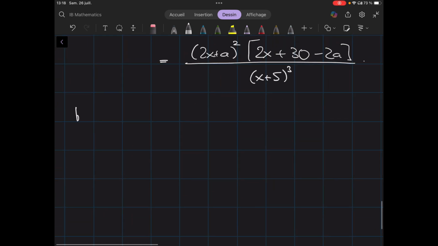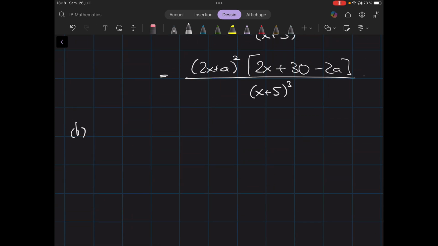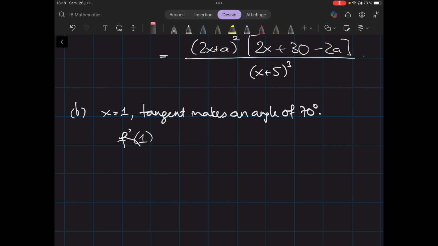Part B. We are given that when x is equal to 1, the tangent makes an angle of 70 degrees. It is always a good idea to quickly sketch out the question. So let's say you have this function over here, and this is your point x is equal to 1. What they are saying is that this angle over here is 70 degrees.